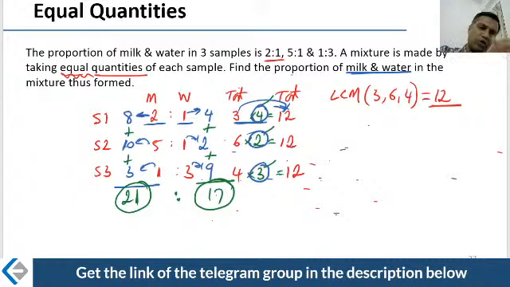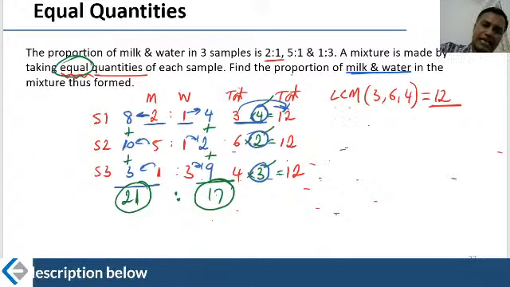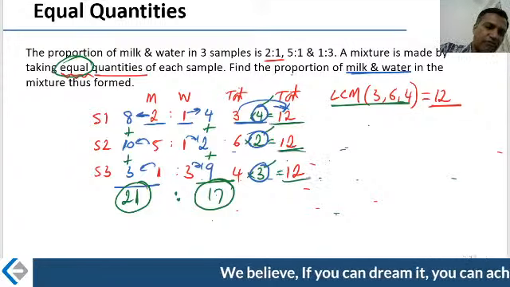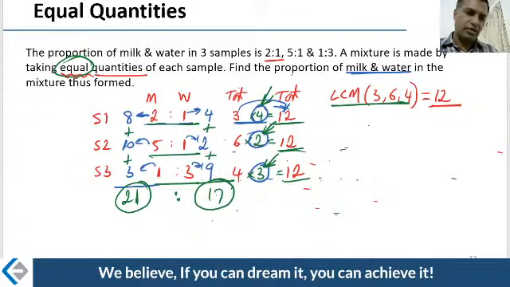Pretty simple one. So how did you approach this particular question? The word equal is important. Equal quantities. Take the LCM and then equate it to that particular 12. You get the multiplying factor. When you take the LCM, you get the multiplying factor. Go ahead, multiply those numbers using those multiplying factors. You will get your final answer.